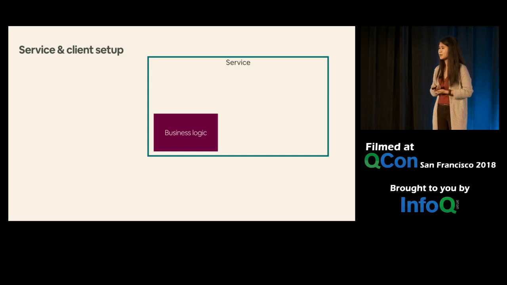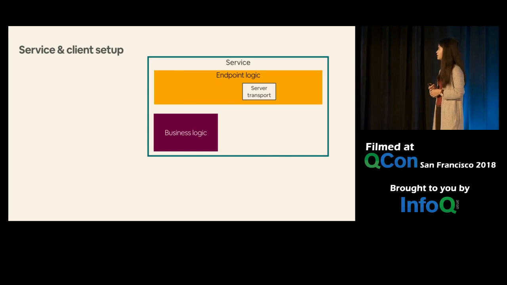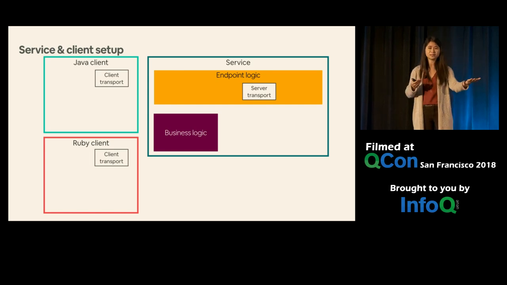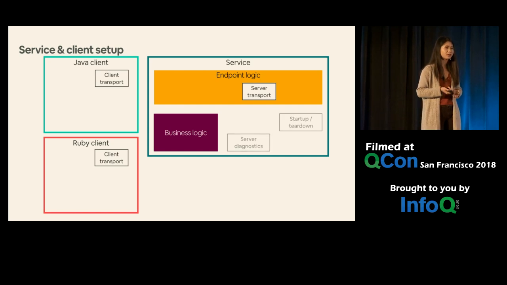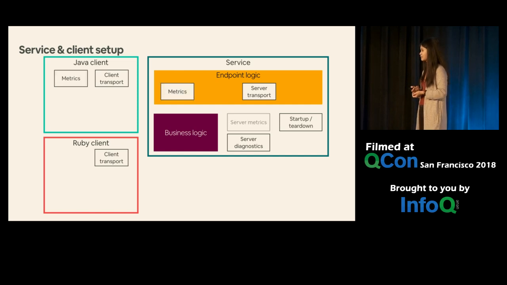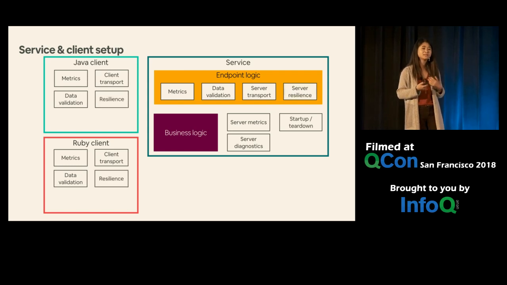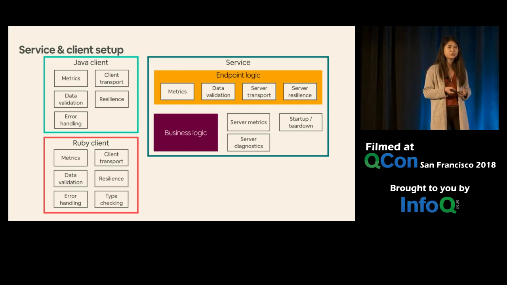Digging into these more, an engineer would create a service because ultimately they want to support some sort of business logic. But then they would need to add an endpoint to expose this to clients. At Airbnb, we support both Java and Ruby as first-class language services. Now that we have our clients, we may need to add additional information such as server diagnostics, metrics, data validation, resilience on both the client and the server side, error handling, and for Ruby, some type checking.